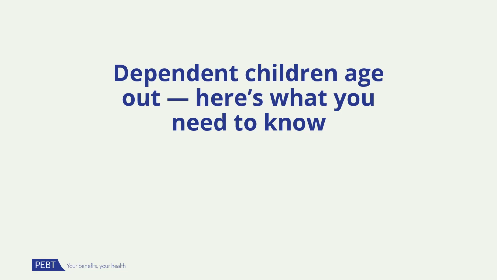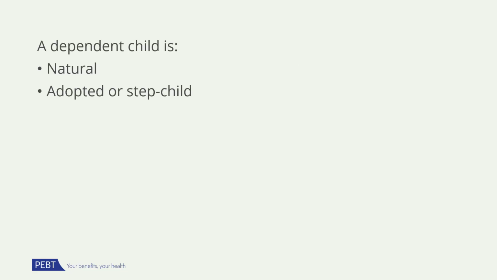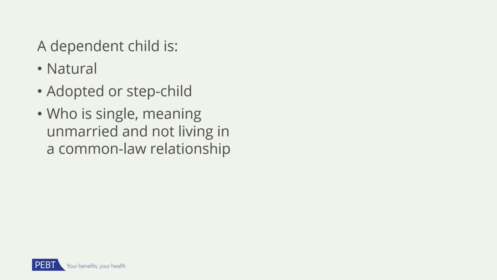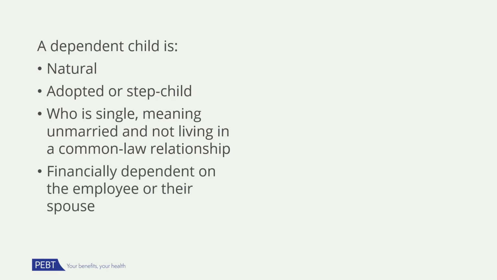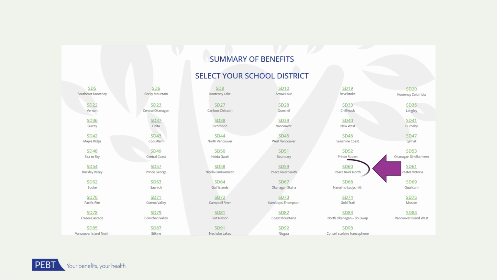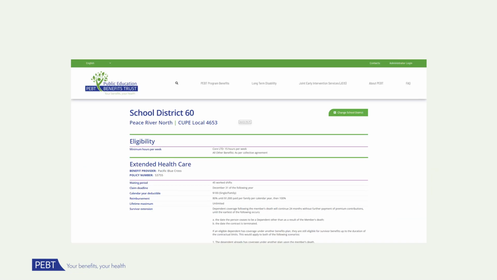A dependent child is eligible for benefits to the maximum age allowed in your district's plan, provided they are a natural, adopted, or stepchild who is single, meaning unmarried and not living in a common law relationship, and financially dependent on the employee or their spouse. This age limit, and the age they can continue coverage until if they are a student or disabled, varies by district. This information can be found under the My Benefits section of the website by selecting your district and reviewing the extended health and dental information. The ages could be different by benefit, so it is important to check both.